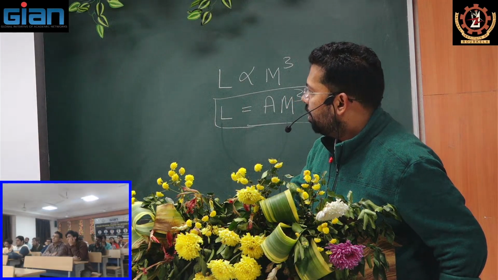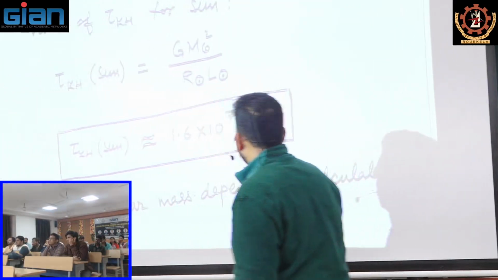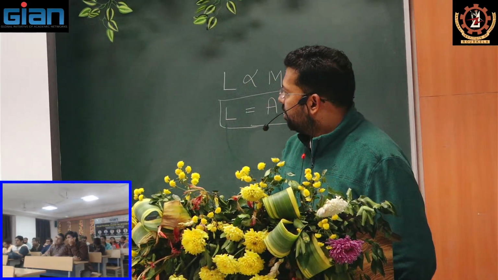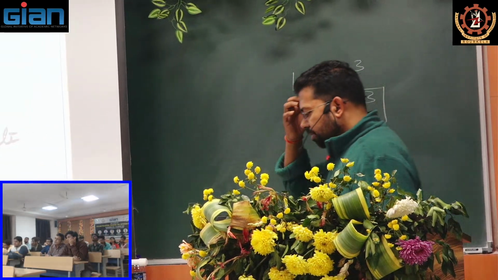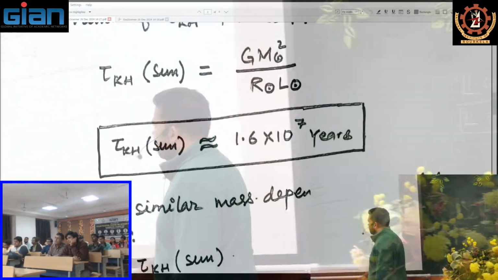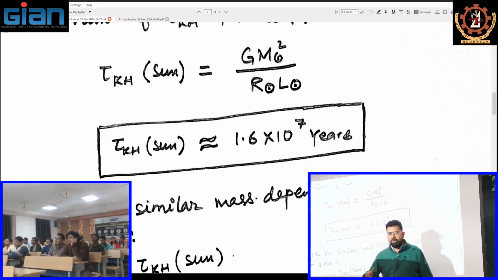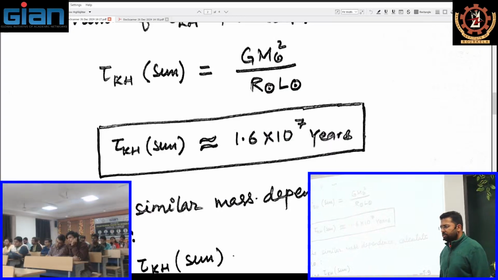So yeah, I'm getting 1.6 into 10 to power 7, close to what you were saying, like 10 million years, or 16 million years. Now, let's say we now know the value of the Kelvin Helmholtz time scale for the case of Sun. If I give you any other star, let's say the mass of the star is 4 times the mass of our Sun.